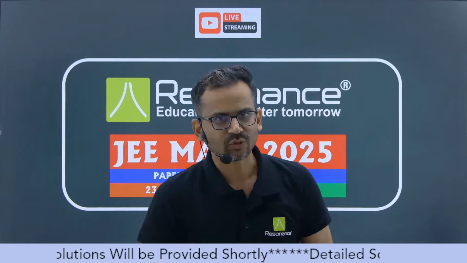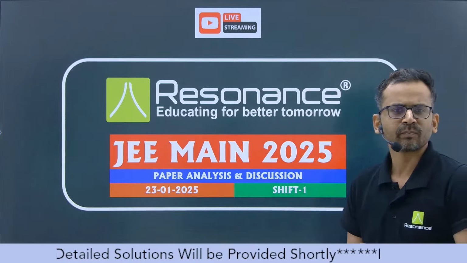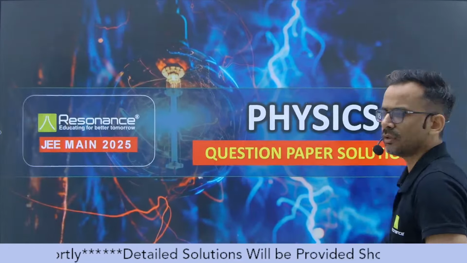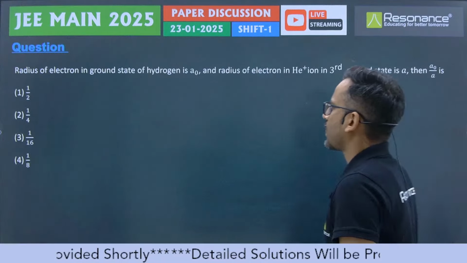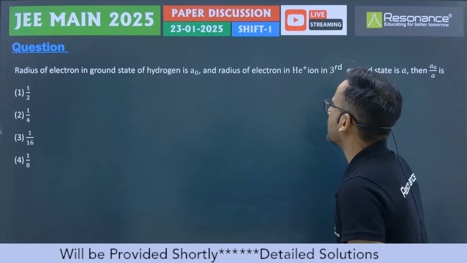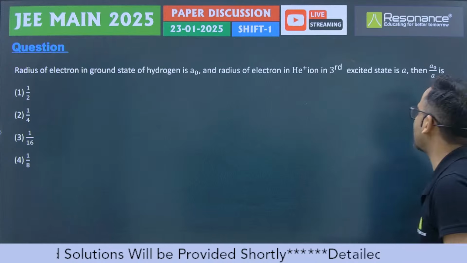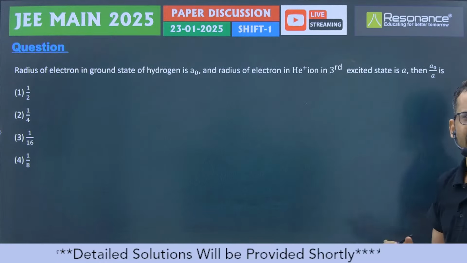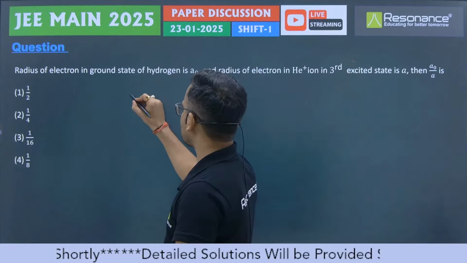So hi, I am Sisir Kumar, and I am a physics teacher, and we are going to discuss the mains paper of the morning shift. So this is the first question. The radius of the electron in the ground state of hydrogen is A naught. The radius of the electron in the He plus ion in the third excited state is A. Then the ratio of A to A naught is? So this question you have done in chemistry as well as physics. So we know that radius is given by R.